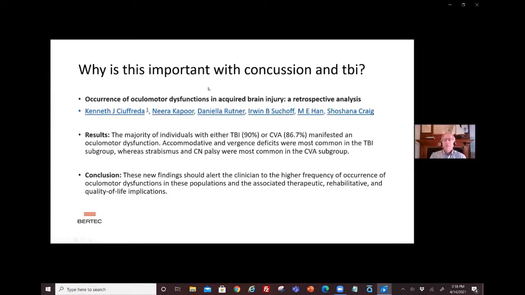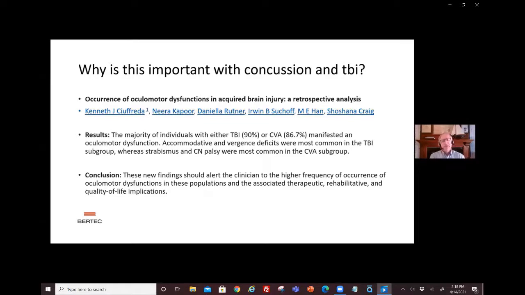Now, why is all this important to concussion? There have been many studies done, and the one I like to quote the most is the one by Dr. Kafrida at SUNY. They looked backwards at brain injury. That was both traumatic brain injury and mild traumatic brain injury or concussion. But when they looked at clinic records, 90% of patients with TBIs and 87% of patients with a stroke will have some sort of ocular motor dysfunction.